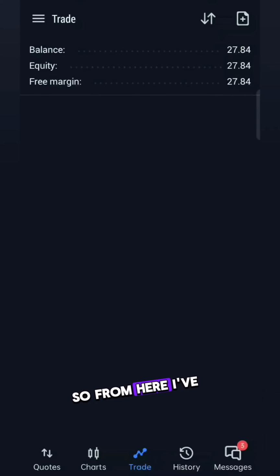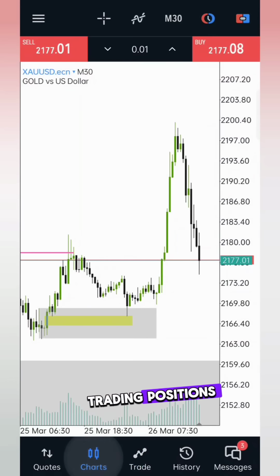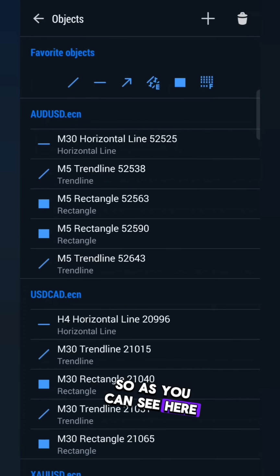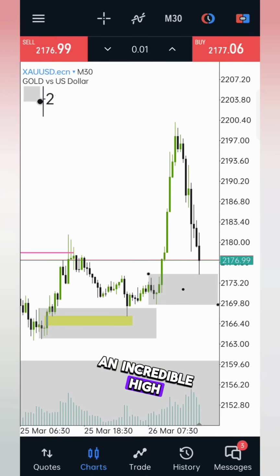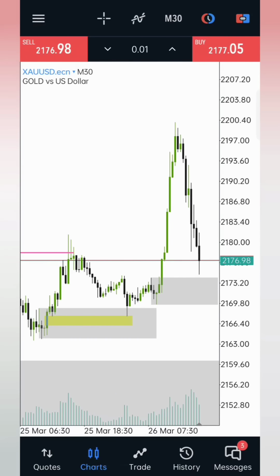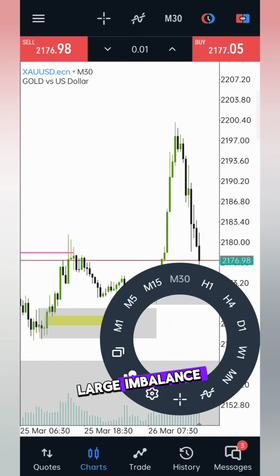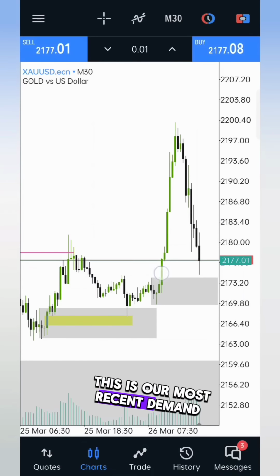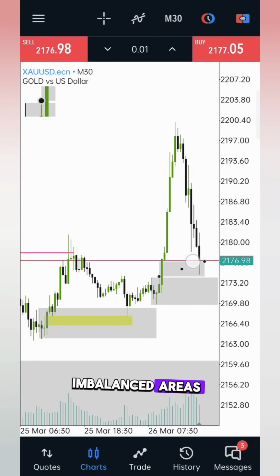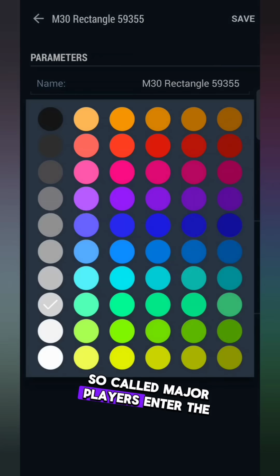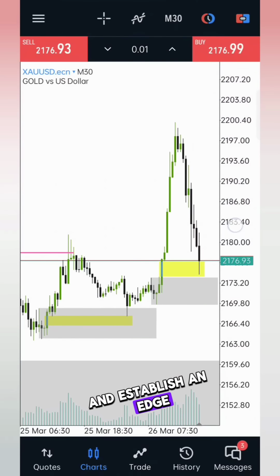So, from here, I've taken my second trading positions. As you can see here, when I closed my very first trade, the price jumped from here to an incredible high, resulting in another higher high. After reaching a new high with large imbalance candles, this is our most recent demand zone, and this is our extreme imbalance area. Imbalanced areas develop when so-called major players enter the market and establish an edge.